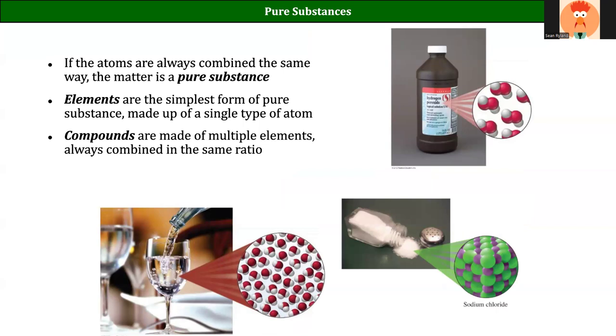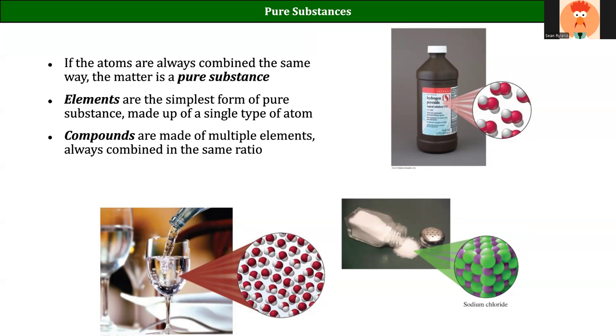Right, so one of the key things about a compound though, compounds are made of more than one element, but they're always combined in the exact same ratio. Meaning it's not approximate. Does anybody know the formula for water? H2O, right? Is it about 2:1? Is it H approximately 2O? No, it's exactly. You have to have 2 hydrogens for every 1 oxygen or it's not water. So that's what's meant by always combined in the same ratio. If you take the same elements and combine them in a different ratio, it's a different compound.